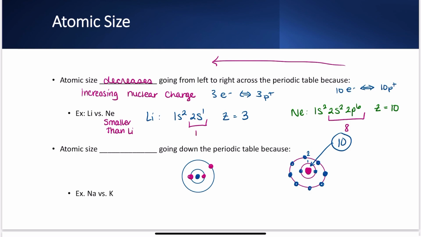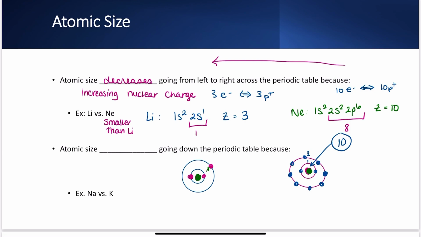In addition to that, we do have this shielding effect. Electrons and protons like each other. They're attracted to each other. Opposite charges attract. But the electrons are repelling each other as well. Here in lithium, I've got these 3 protons in the center that are attracted by these electrons.